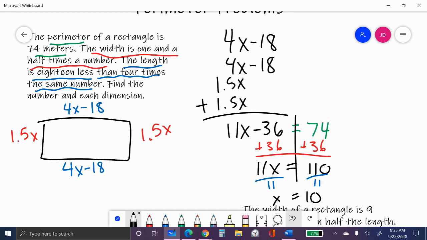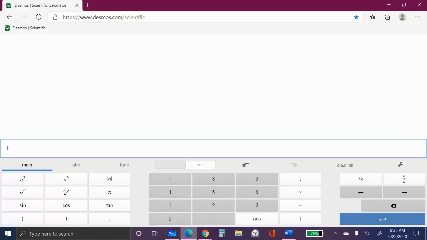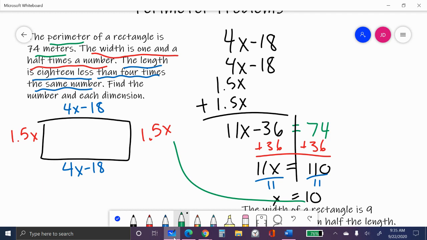So what I have to do is plug that back in to each of these terms. Now, I only have to do it twice, since in the rectangle we have the same sides. And we figure out what each side is when we plug it back in. So when I plug in 10 into 1.5x, if you don't know, use your calculator, 1.5 times 10 is 15. So this is going to be 15. That means this is going to be 15.